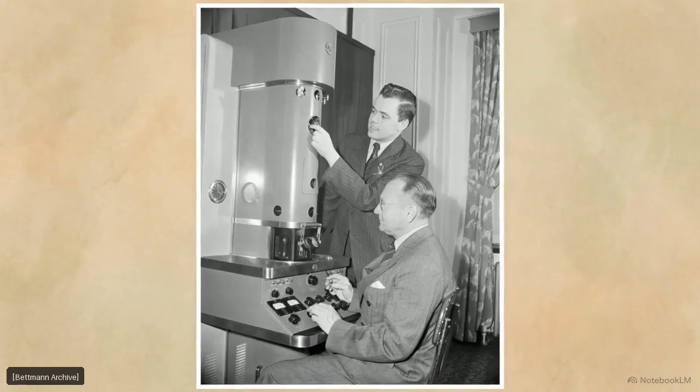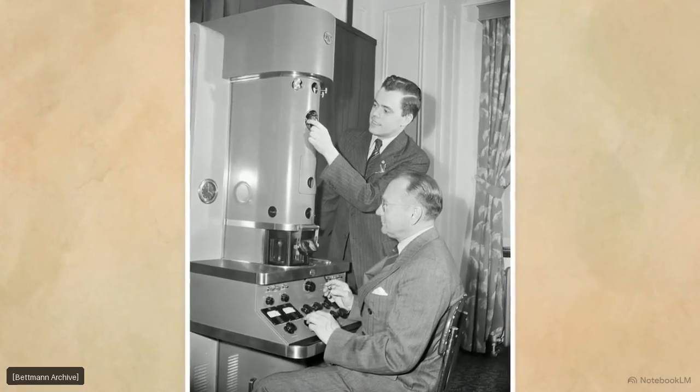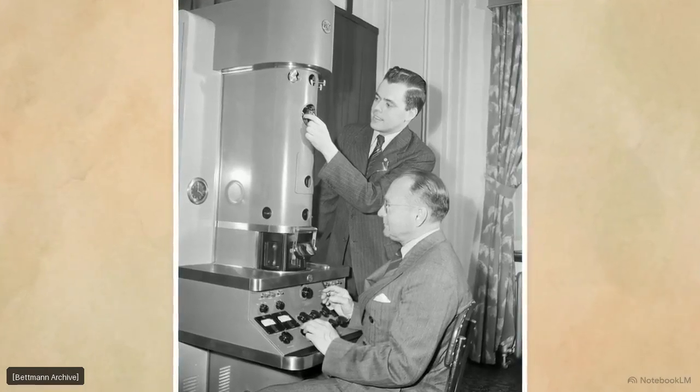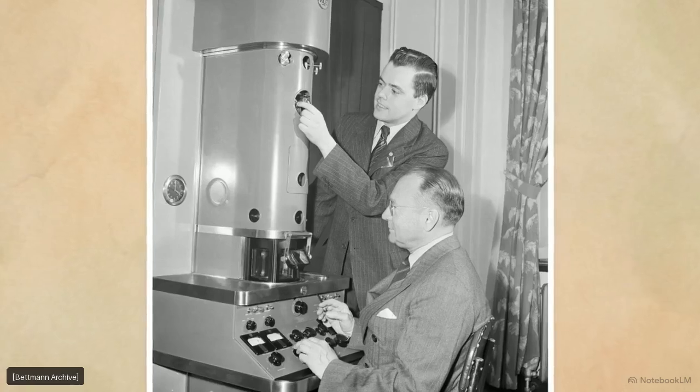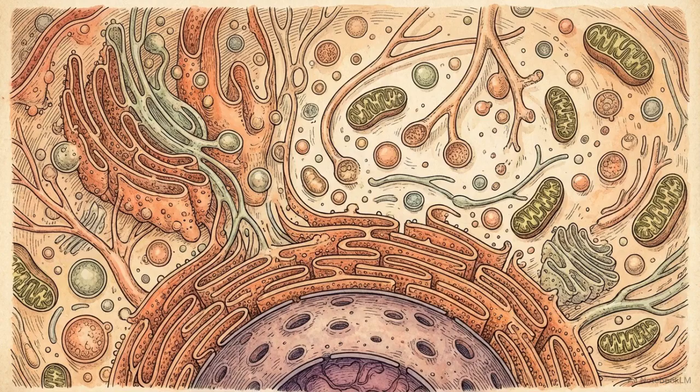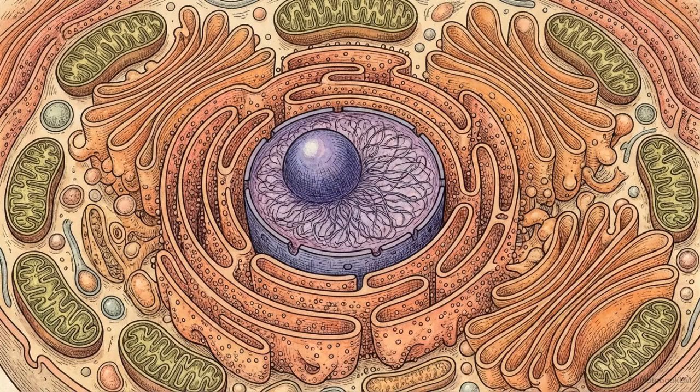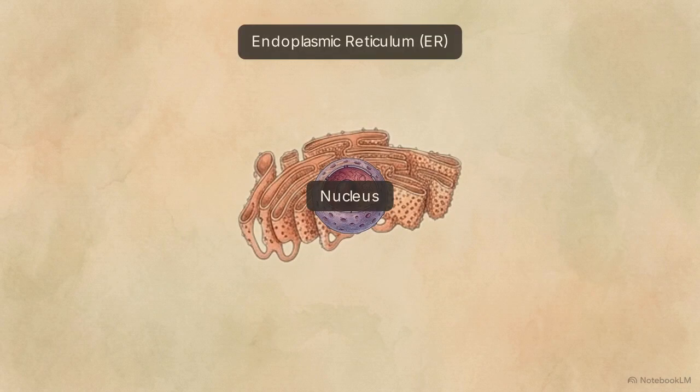The intricate internal structures of eukaryotic cells were completely invisible until the 1940s, when the electron microscope finally allowed researchers to peer inside. What they discovered was an entire microscopic city. While the nucleus holds the blueprints, it relies on a sprawling, highly organized industrial complex outside its walls to actually build the organism. Surrounding the nucleus is the endoplasmic reticulum, or ER.